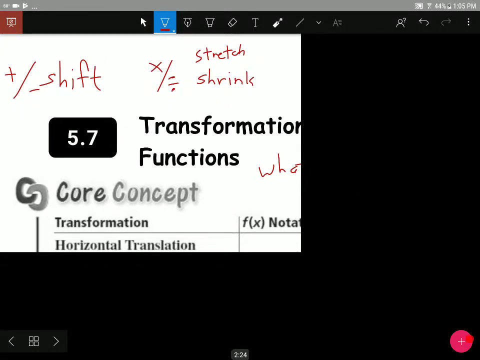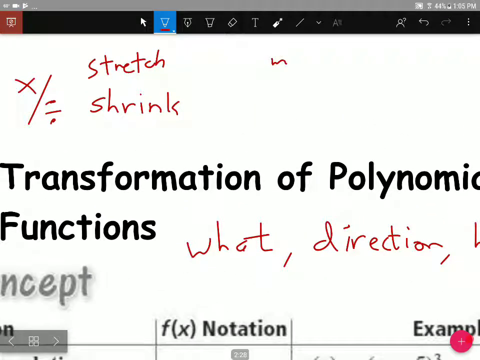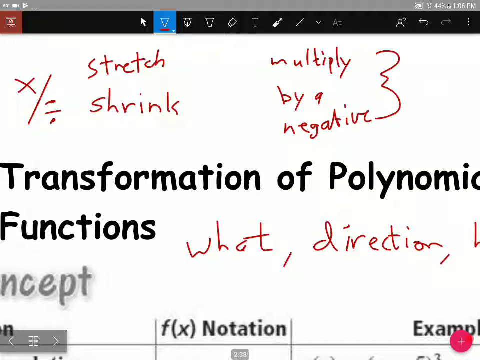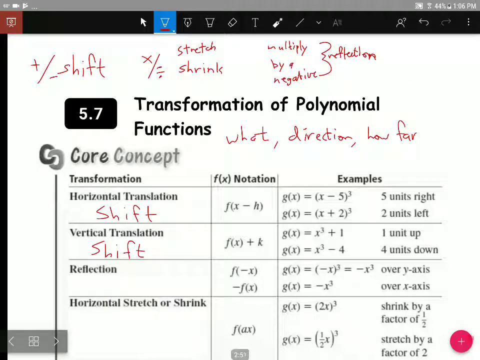All right, then we have if you are multiplying, M-U-L-T-I-P-L-Y, by a negative. That is a reflection, exactly. And my pen is wearing out. Okay, so those are the three different types. We got shifts, we got stretches and shrinks, and we have reflections.